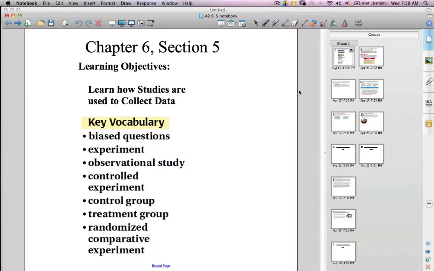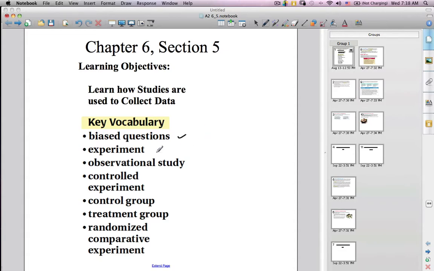So section 6, section 5, chapter 6, section 5. And this is the last section of the chapter. What we're going to look at here is how studies are used to collect data. And what's important now, we've talked about bias and sampling. Now we're going to talk about bias and questions.